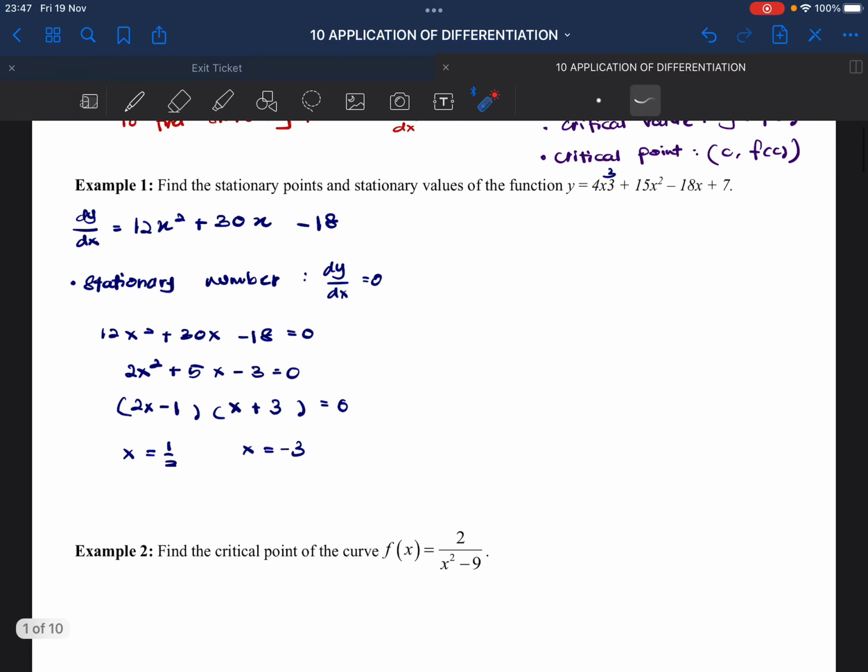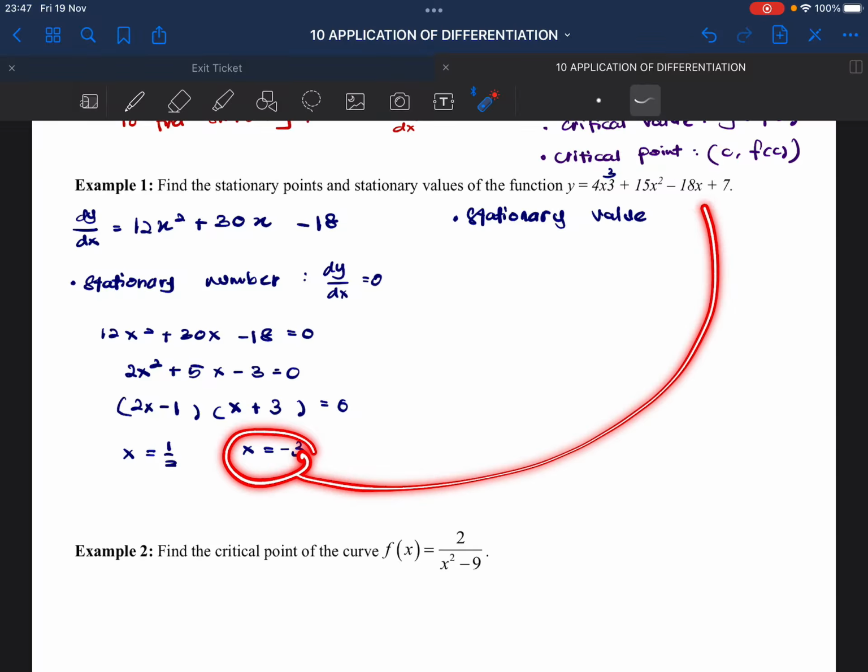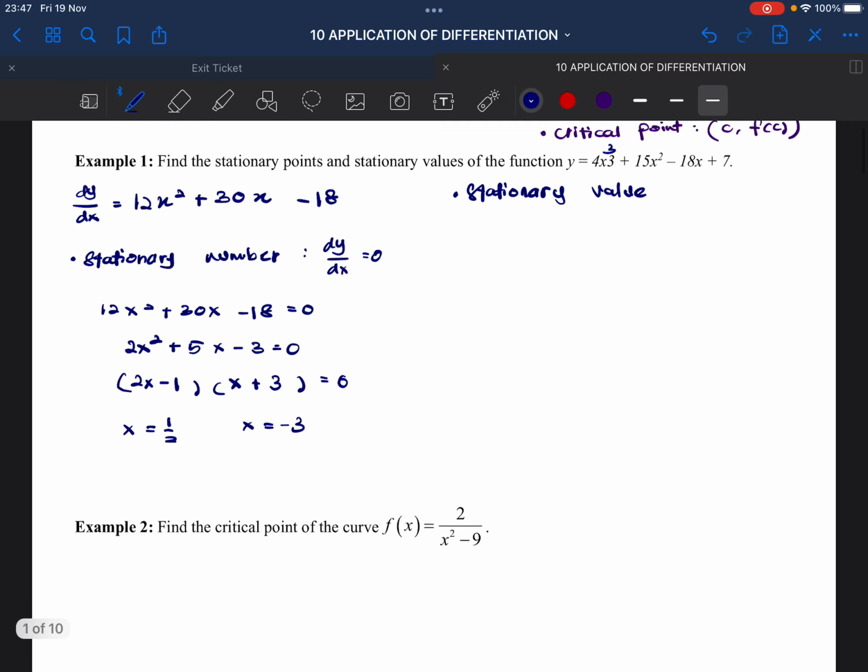Now we are going to find stationary values, because if you want to find stationary values, you have to have your stationary numbers. To find the stationary value, it is your y value. So basically we are going to substitute our x, what we have here, into this function. When x is equal to 1 over 2, we are going to substitute into this function.